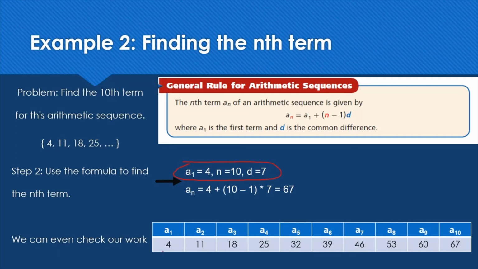In this case, I already did this, so I filled out a table of a sub 1 through a sub 10 here. As you can see, 4 through 25 is the same as it is in our main sequence, and we still got the same answer, 67.